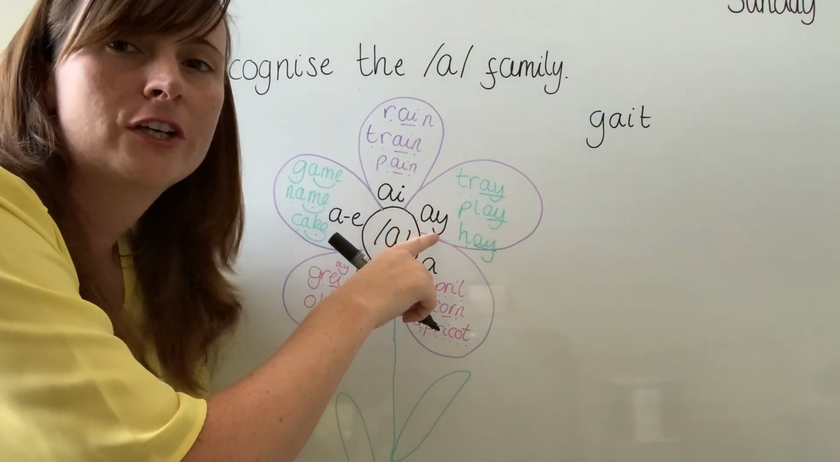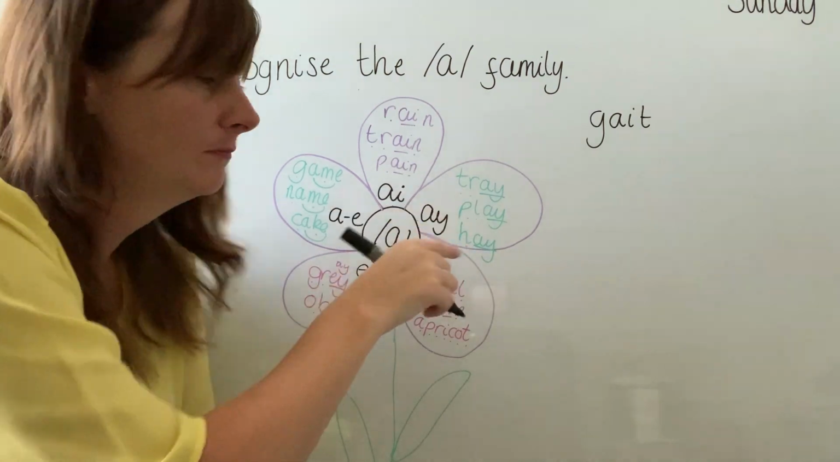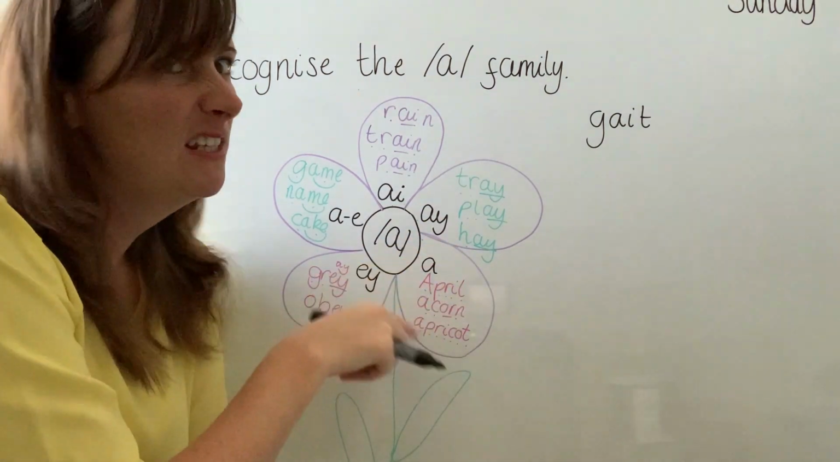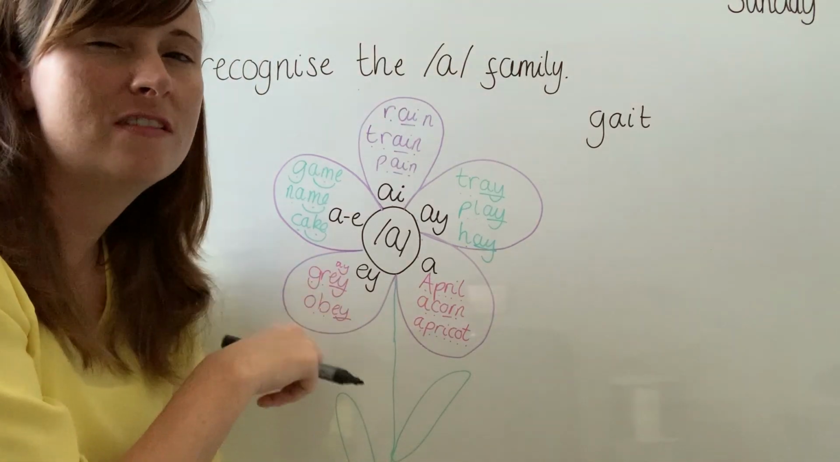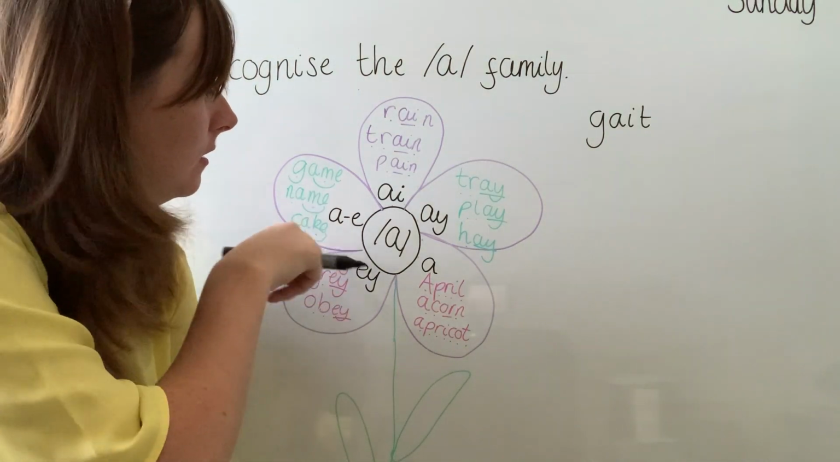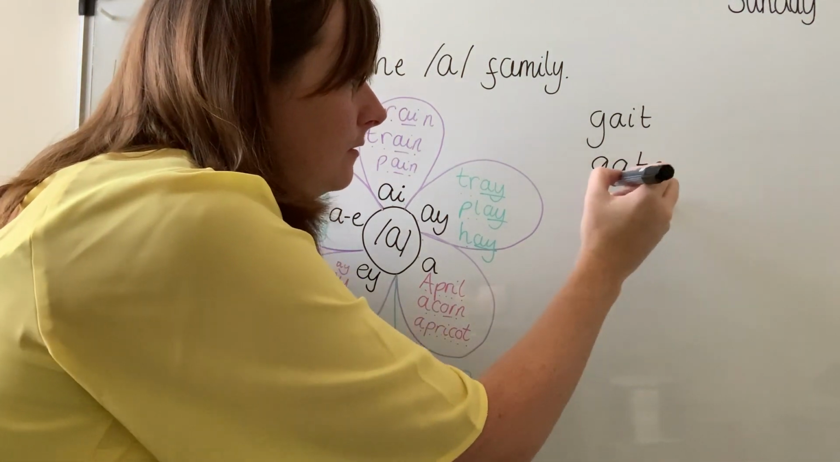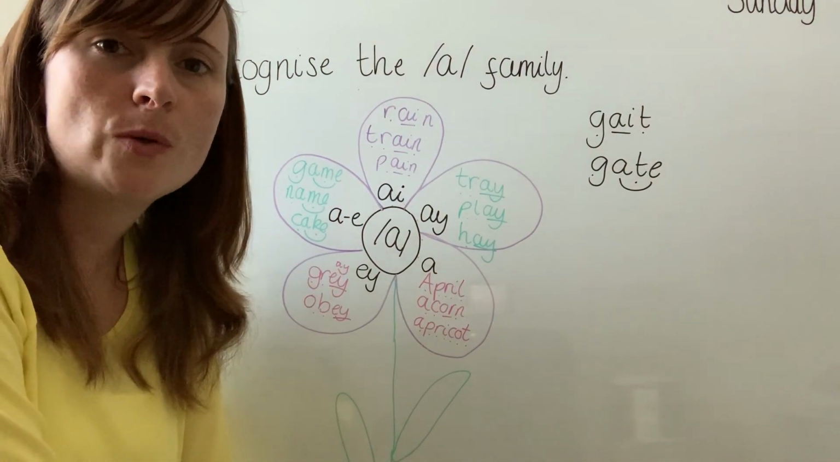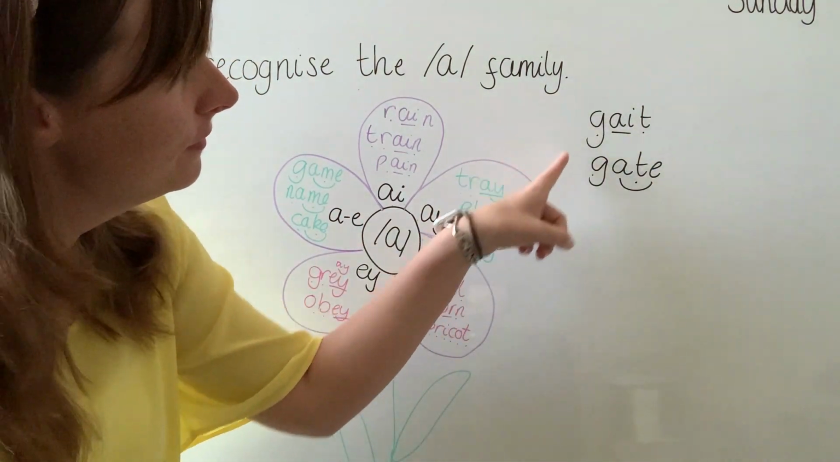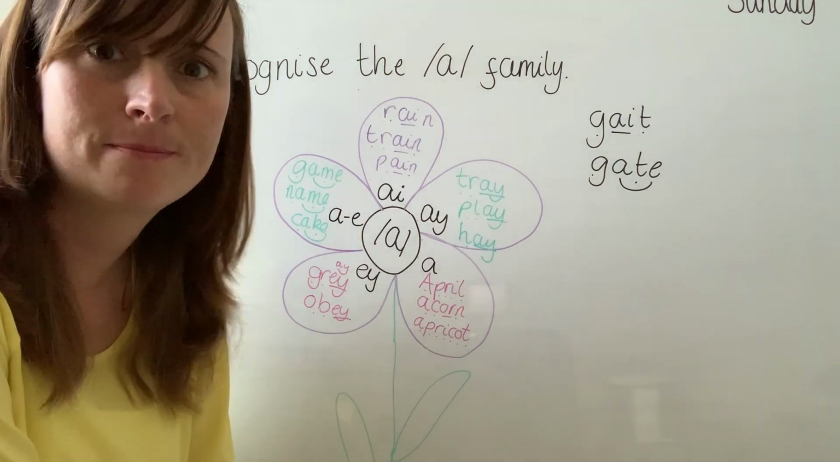Now this one, at the end, so it probably won't be this one. This one's usually at the beginning, so it won't be that one. This one's usually at the end, so it probably won't be that because there's a t at the end. It could be this one though. Gate. So sometimes you have to just give it a go and then think, which one looks correct? And as I say, in year 1, this doesn't matter too much.